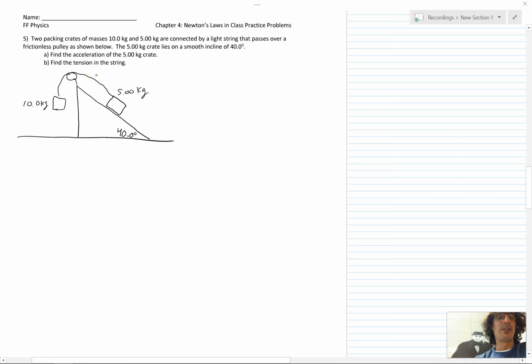As we can see here, both of these masses, the 10 kilogram and the 5 kilogram, are connected to the same string. So we have to take into account Newton's third law, which says that the force that the 10 kilogram mass is pulling on the 5 is the same as the force that the 5 pulls on the 10, but they're in opposite directions. When we set up our problem, we have to take into account that the forces are going in opposite directions.